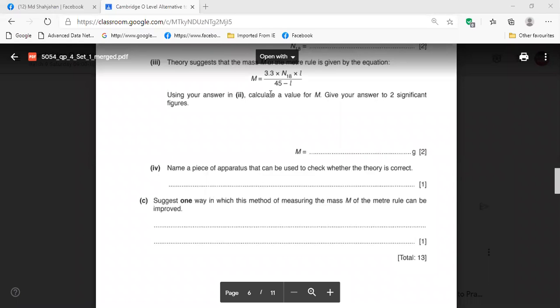16.5. How much? 16.5. 16.5. Okay. Like you are getting 16.5 now, then you got it balanced.